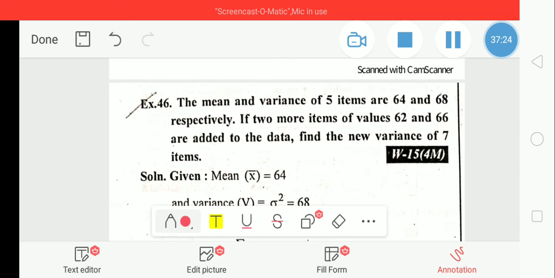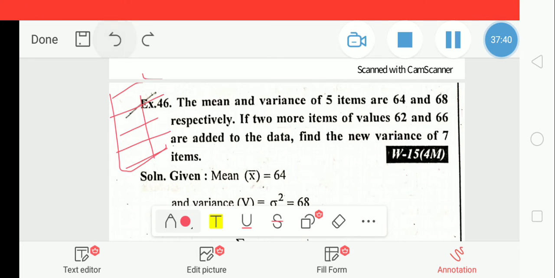Now next example: mean and variance of 5 items. 5 items means capital N is 5. So the mean of 5 items, 1 2 3 4 5, is 64 and the variance is 68 respectively, and 2 more items of values are added to the data.